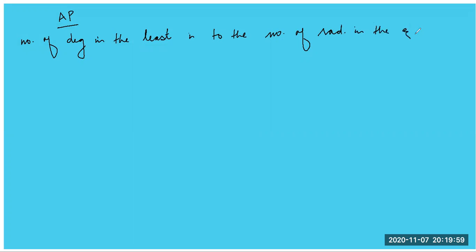The ratio of the number of degrees in the least angle to the number of radians in the greatest is 60 is to pi. It has three angles. One angle is smallest, one angle is biggest. So he says the ratio is 60 is to pi. Find the angles in degrees. Can anyone do this?